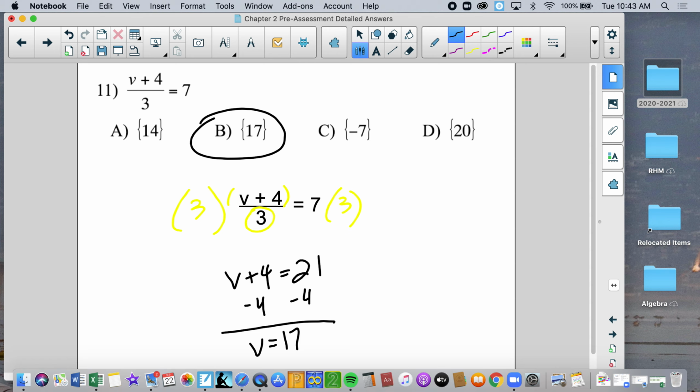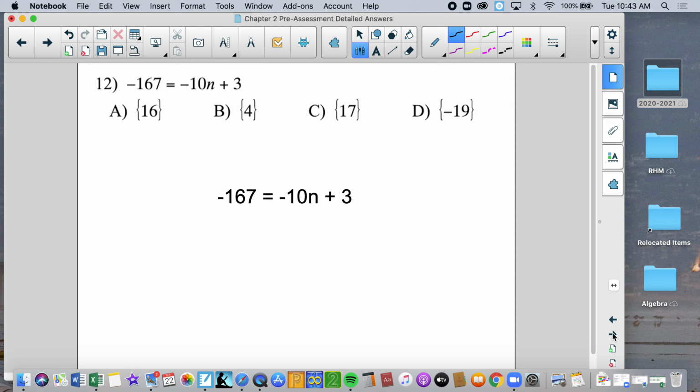When am I going to get rid of things being added and subtracted first? When am I going to get rid of things being multiplied or divided? So that's an interesting one. Here we have a traditional two-step where there are no grouping symbols. So I'm going to get rid of what's being added and subtracted first. The inverse of adding 3 is subtracting 3. That gives me negative 170.